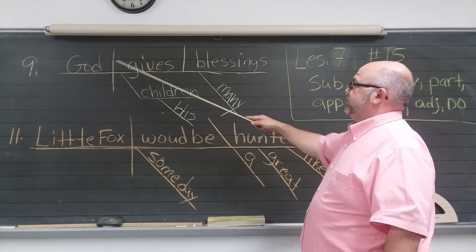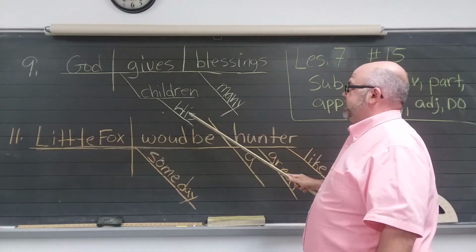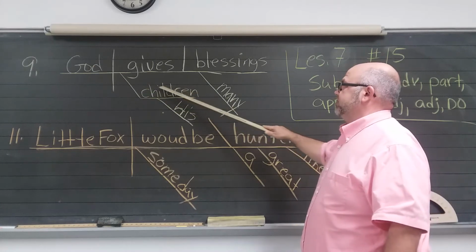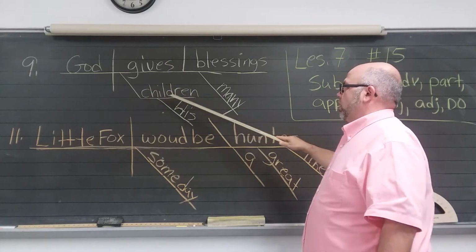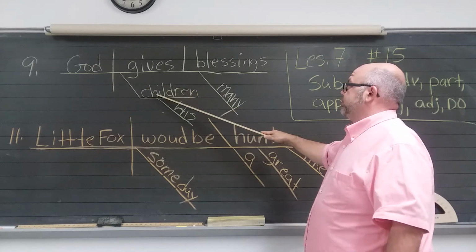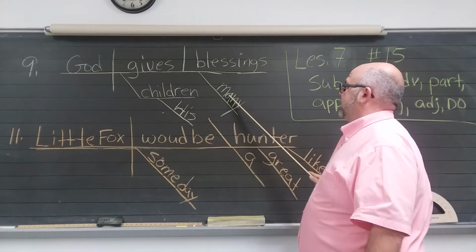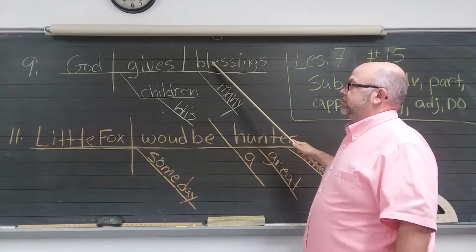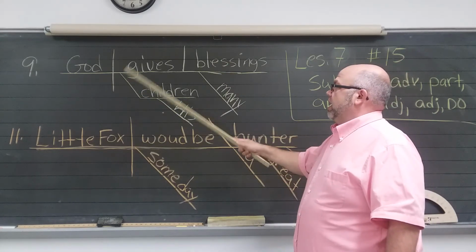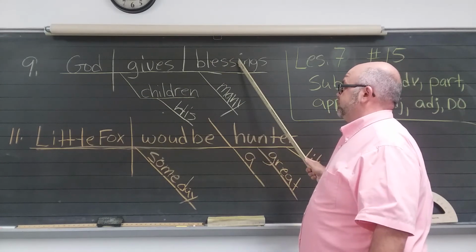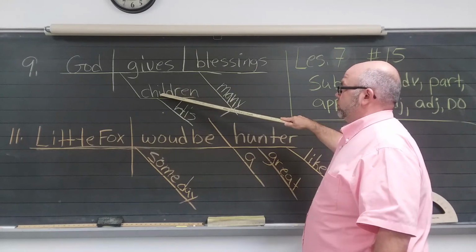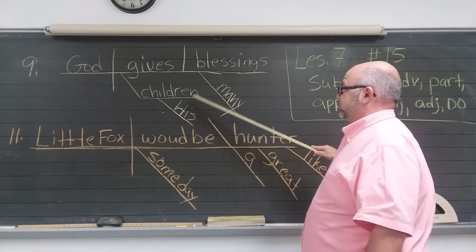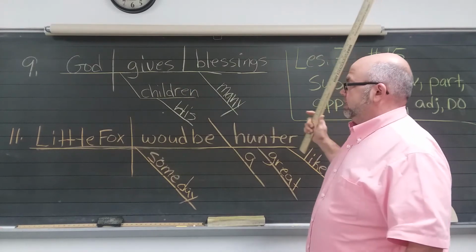God gives, subject, verb, his, adjective, children, indirect object. This is how indirect objects are diagrammed. Many, adjective, that doesn't need to be capitalized, by the way. Blessings is a direct object, okay? God gives blessings, direct object, goes to the indirect object, children. The indirect object is always diagrammed under the verb, like this, okay? His and that.